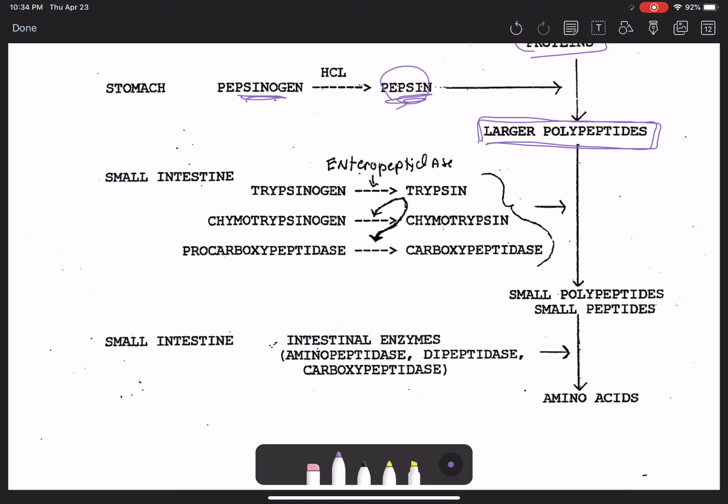Now, these enzymes, trypsin, chymotrypsin, and carboxypeptidase, actually are the product of proenzymes, or precursor enzymes, trypsinogen, chymotrypsinogen, and procarboxypeptidase. These enzymes are activated by another enzyme that's secreted in the small intestine, enteropeptidase, and then the enteropeptidase is going to activate these enzymes into their active forms, trypsin, chymotrypsin, and carboxypeptidase.